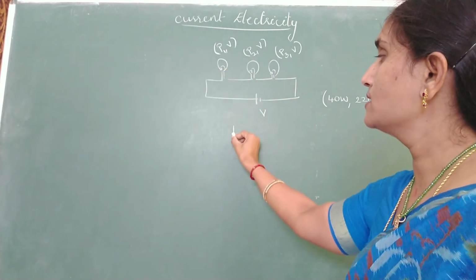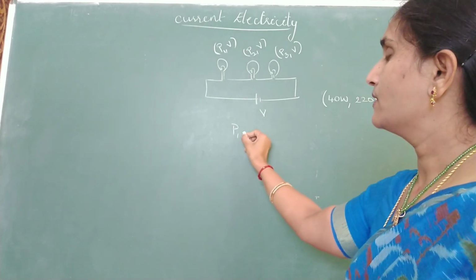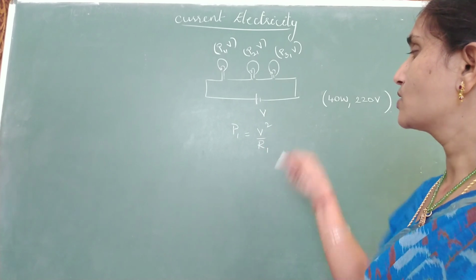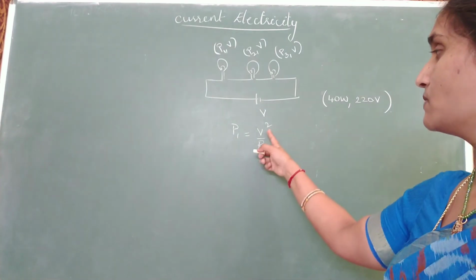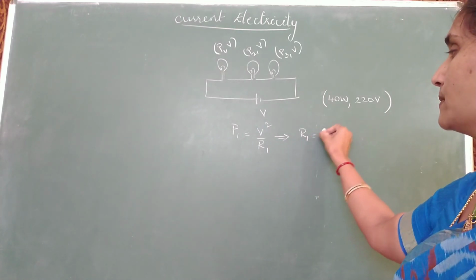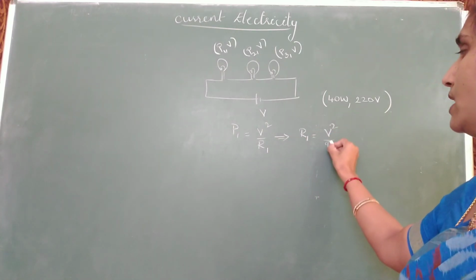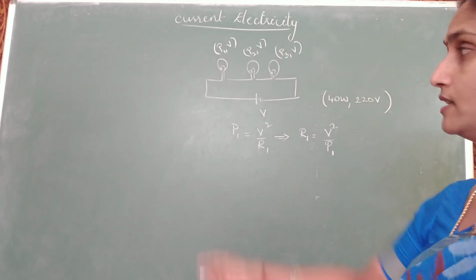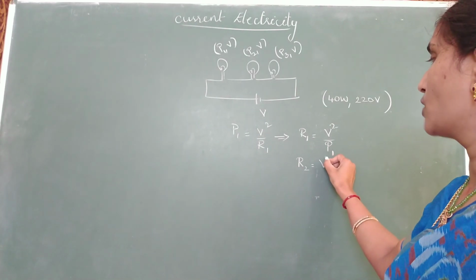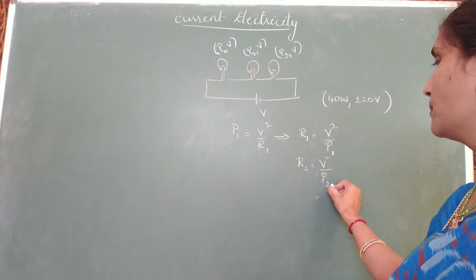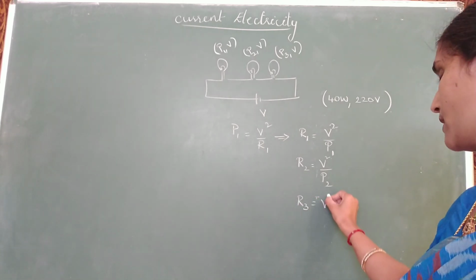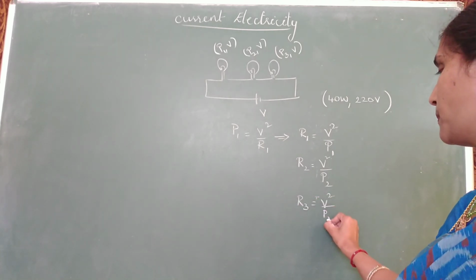So what is resistance in terms of power? We have already written, power is equal to V square divided by R. So for the first bulb, P1 equals V square by R1, which implies R1 is equal to V square divided by P1. Similarly, the resistance of the second bulb is its operating voltage squared divided by its power, R2 equals V square by P2. And R3 is equal to V square divided by P3.